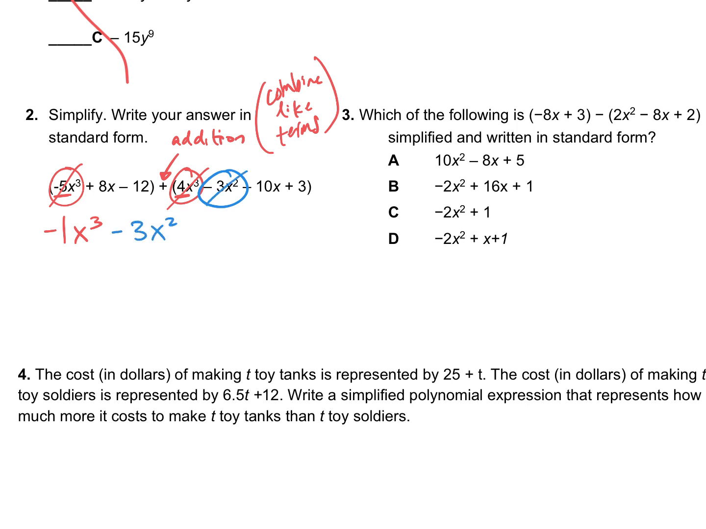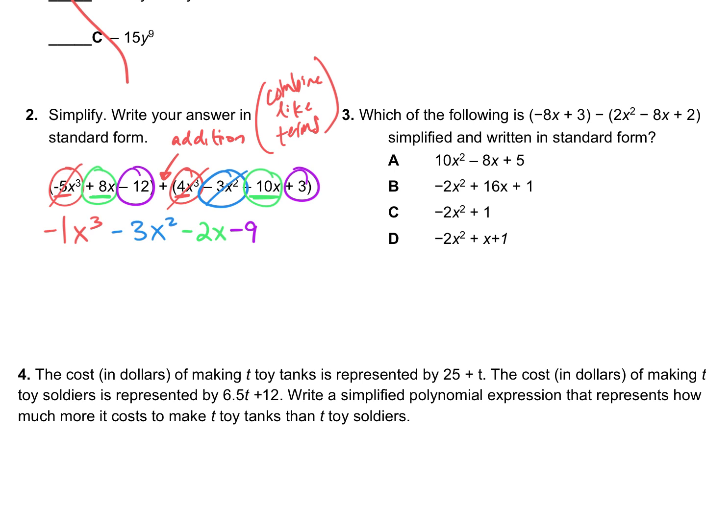Next, my next highest is going to be an x to the 1st. So I have a positive 8 and a negative 10. When I add those together, 8 plus a negative 10, 8 minus 10, negative 2x. So we're just combining those. And last up we have our constants, and that's a negative 12 and a positive 3. Add them together, negative 12 plus 3 is a negative 9. All right, guys, so please do use your calculators. Do be careful with your negative signs.